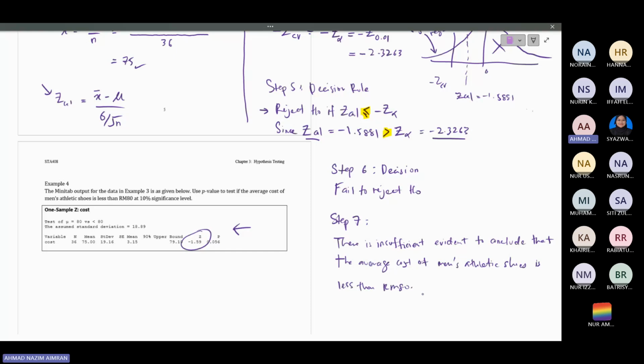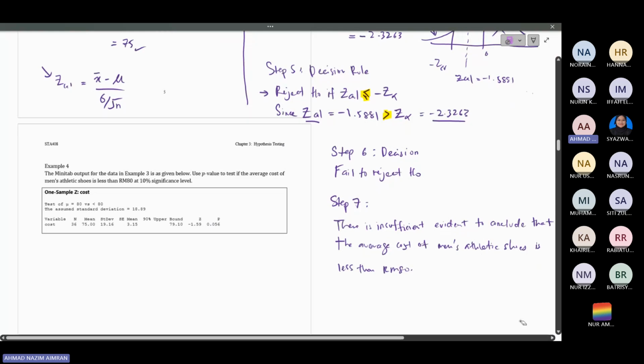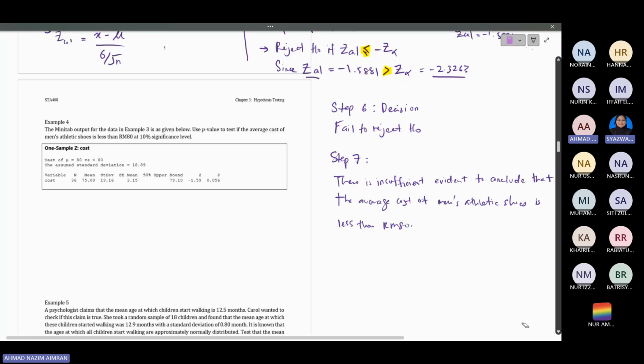All right. Any question before we proceed with the next example? Any question? Example number 3. No question, doctor. All right. Thank you. So if there's no question, I will proceed with example number 4.